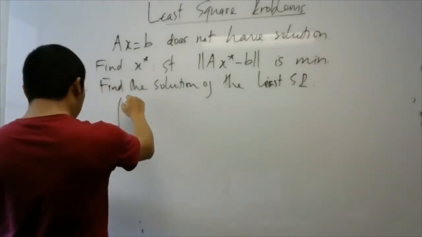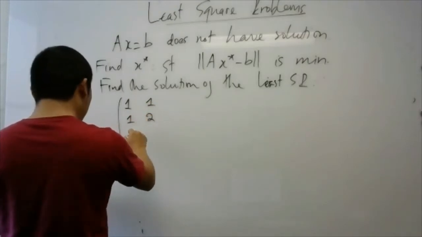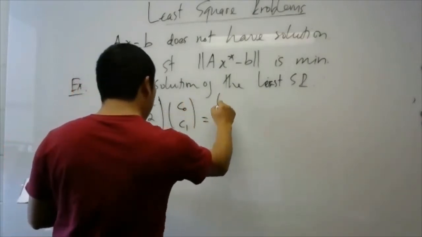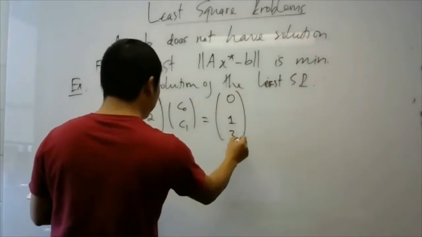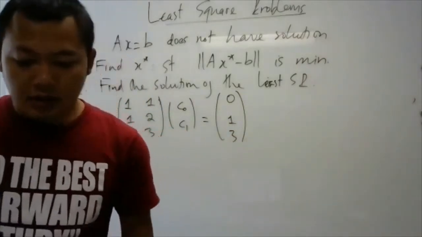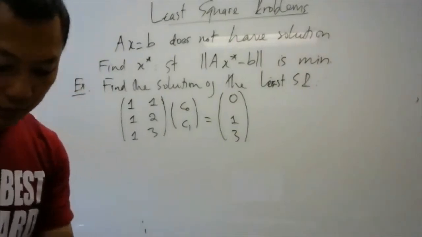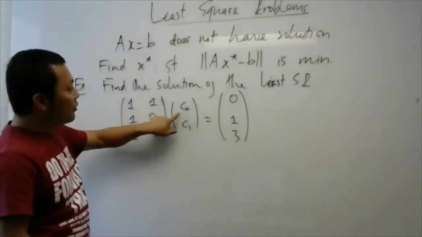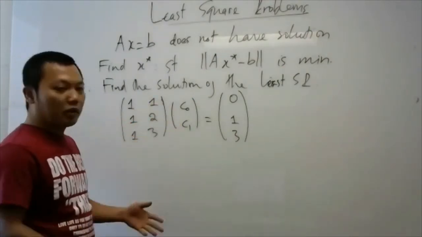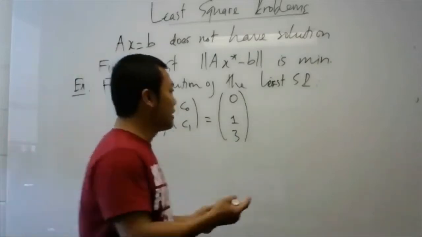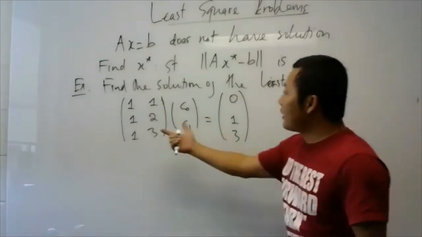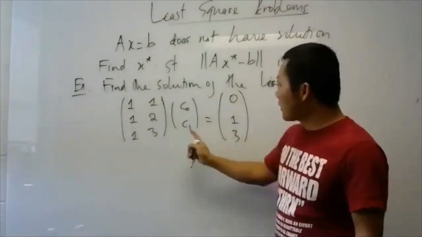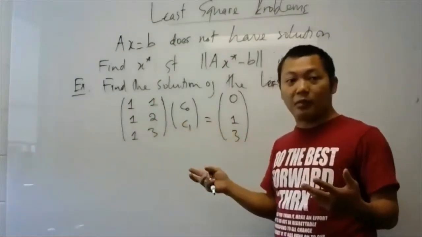So your matrix looks like this: 1, 1, 1, 2, 1, 3, and here is C0, C1, and here is 0, 1, 3. So you can see from here that actually C1, C2, right? The two parameters in here mean our polynomial is just a straight line, linear, right? Because we have only two variables. And data set. So we have three equations in here. Is that correct? Yes, so since we have three equations, probably we have three data points, right?